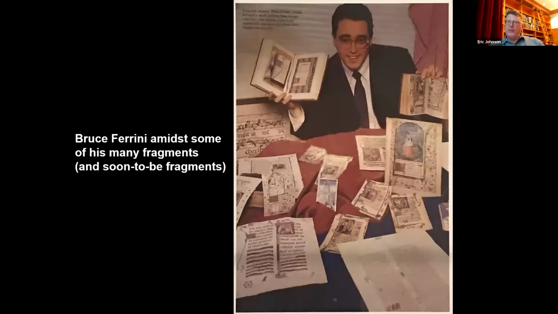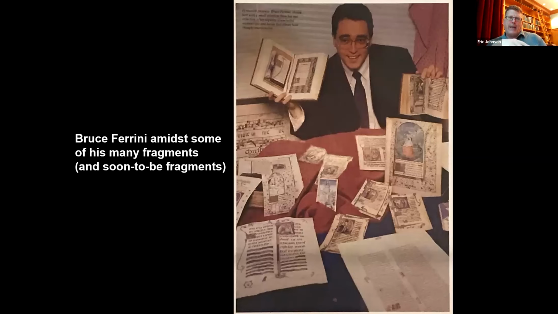Most of you may be familiar with this picture already, but it's just a classic. Here's Ferrini like Scrooge McDuck, the famous Disney character in his money pit, swimming around with a bunch of fragments. Not all of these were his breakings. You can see up at the top left a Beauvais missal leaf. So he dabbled in selling Ege fragments and really anything that came his way.